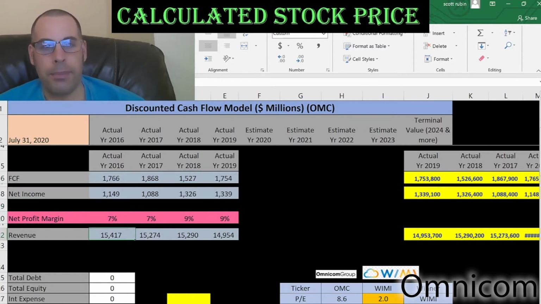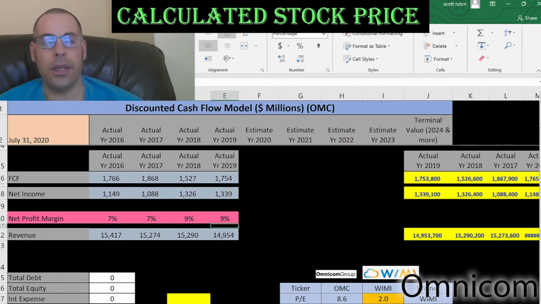Although the revenue has been declining a little, their margins are improving. You can see their revenue is lower in 2019 versus 2016, but their net income is higher because they're doing a better job converting revenue to profit. They have higher margins. You can see they have a 9% margin compared to 7%. I also like to make sure the free cash flow is greater than net income each year, which it is.